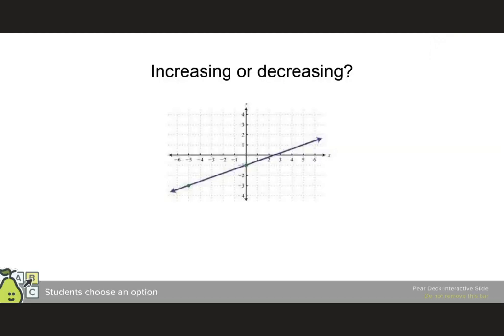So this is an example of an increasing linear function because it is going up from left to right.